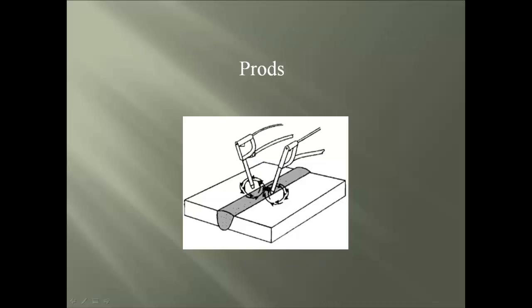The second magnetic field used is the prod method, which creates a circular field. The prod unit uses a portable unit which uses either AC or DC currents to induce a magnetic field. A quick tip is that the AC current is the strongest at the surface of the test object, where the DC current induces a greater penetrating power.